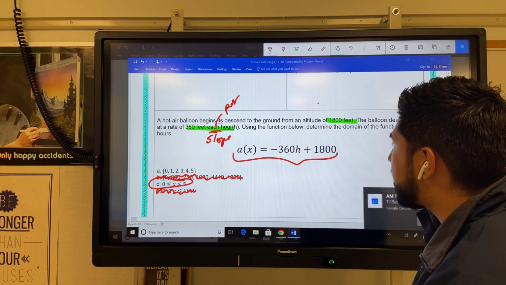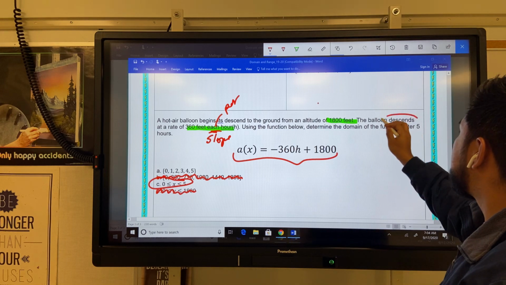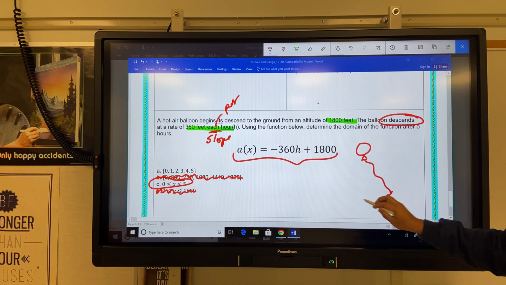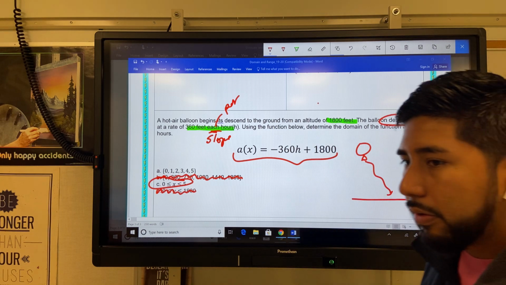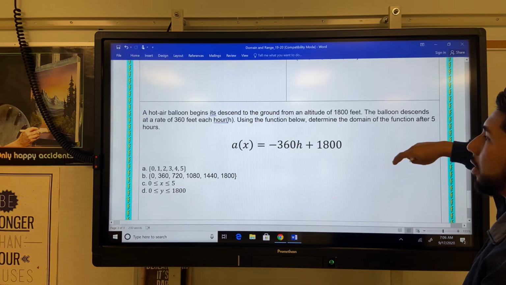Now you might be asking yourself, why is it negative? Well, because it's descending, so that means the balloon is going down. And what happens when we're going down? We're going negative.